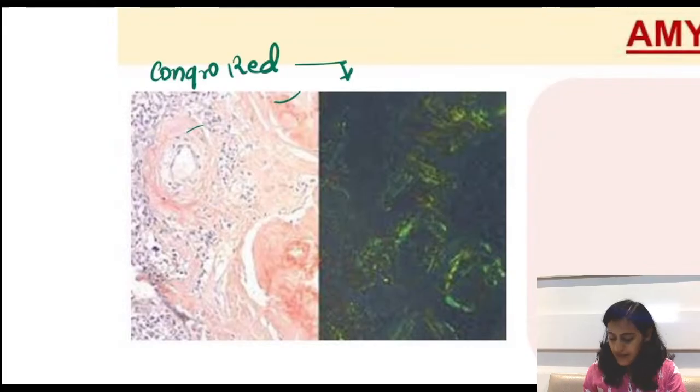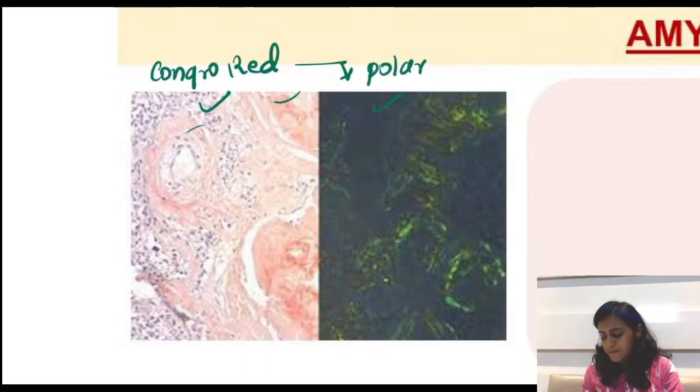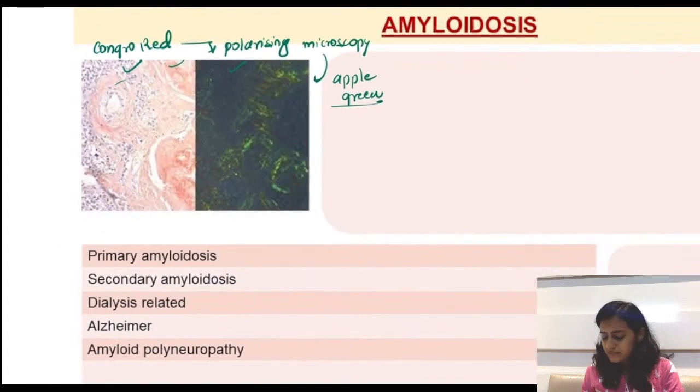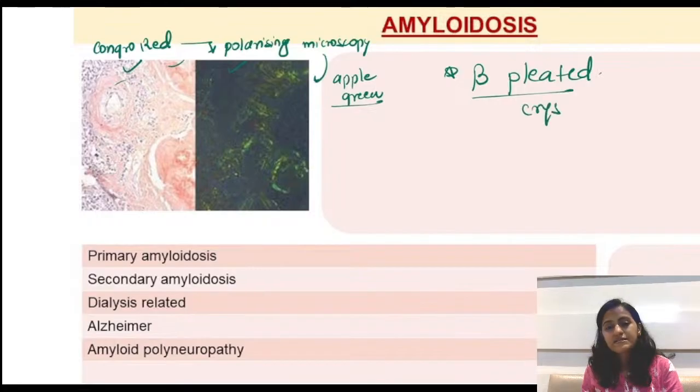Along with Congo red, एक light microscopy और ये है. Where do you get the apple green birefringence? Not in the light microscopy. The birefringence is something that we talk about on polarizing microscopy. It gives this apple green birefringence. Look at this apple green birefringence in polarizing microscopy. Right. On crystallography, what appearance does it give? It gives the beta pleated appearance. Beta pleated appearance on crystallography is what we get.